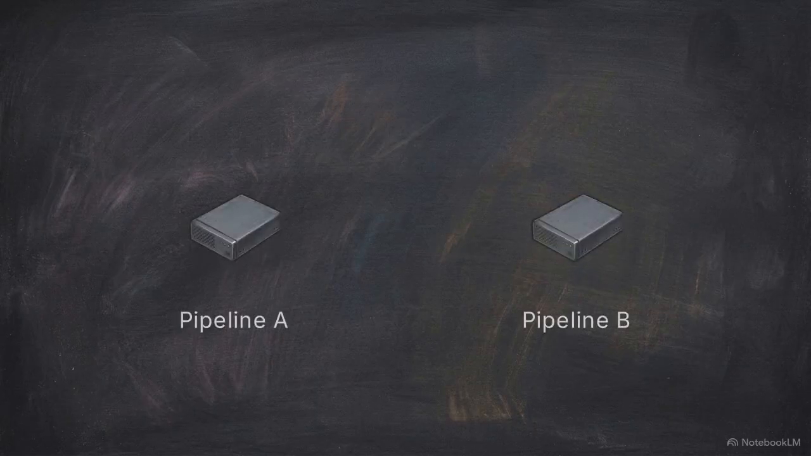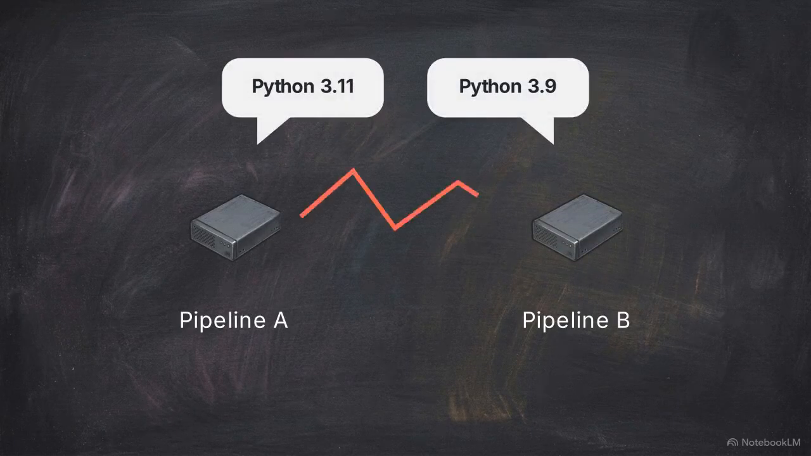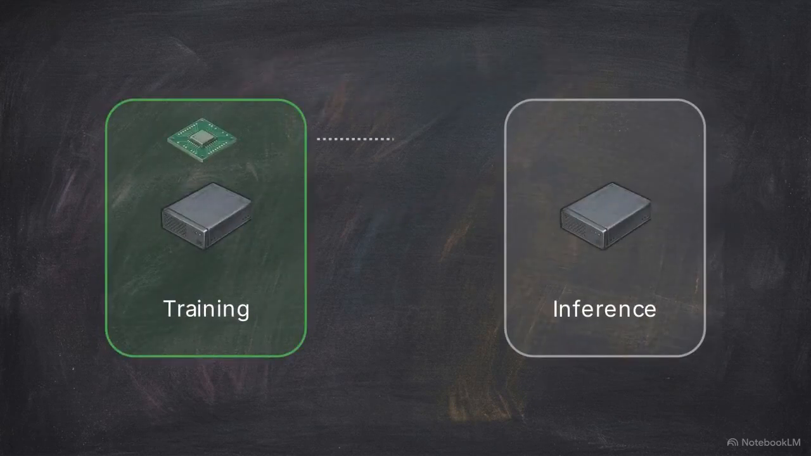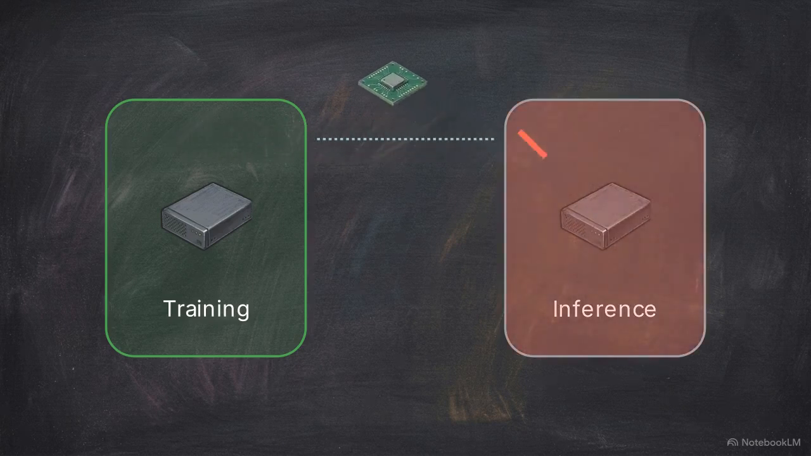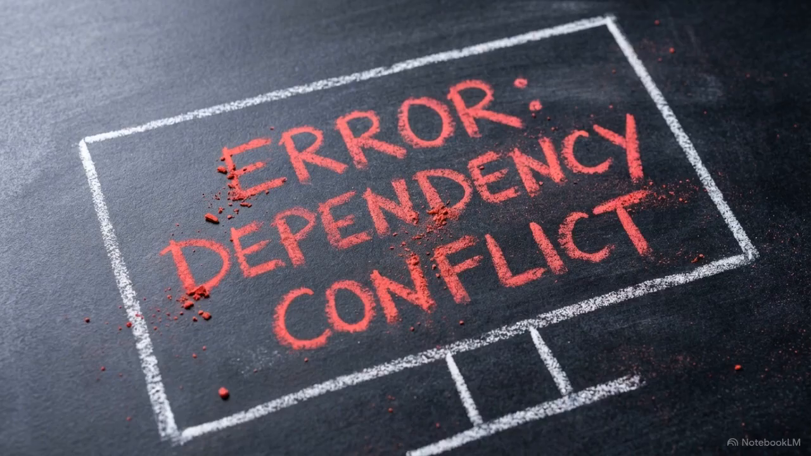One piece of your pipeline might need Python 3.11, while another only supports 3.9. Your training environment might require specific GPU drivers, NVIDIA's parallel computing platform, while your inference server lacks those drivers entirely. These incompatibilities stop deployment before it begins.